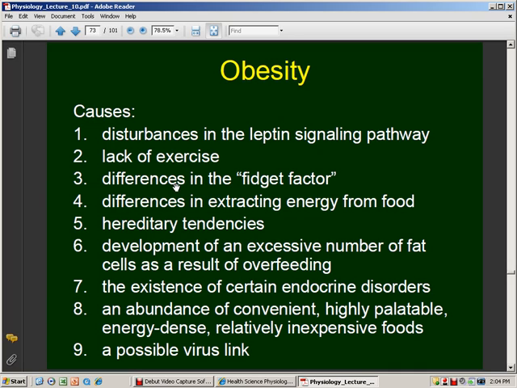Number 3, differences in the fidget factor. You know those people, don't you? You sit around a table with them. I see that as Kristen shaking her leg up here back and forth. You know, in my family, we're all like that. And you probably notice me, I fidget constantly.